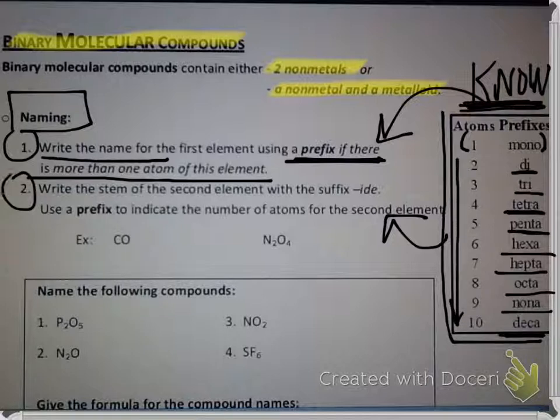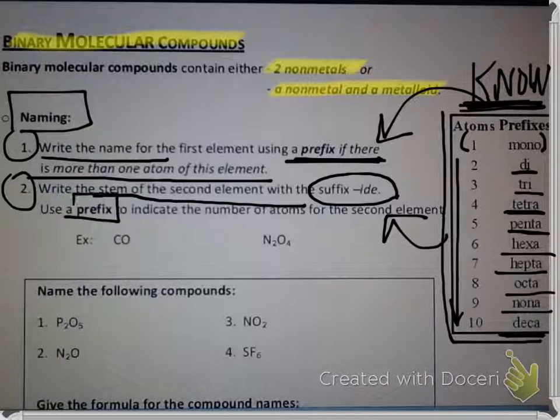Then you're going to write the name of the second element, but you're not going to use the entire name. You're going to use the stem of the second element name, and then you're going to finish the word off with the suffix "ide." Sounds very familiar, like chloride, iodide, and the ionic compounds. The second element here will also end in "ide" from the stem name. For the second element, though, you will always use a prefix to indicate the number of atoms.